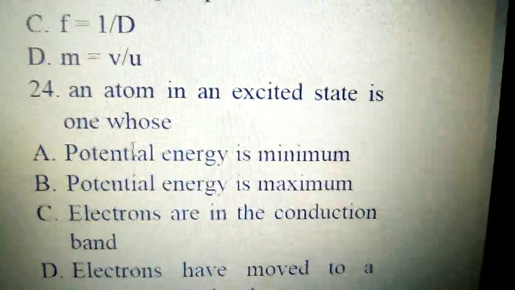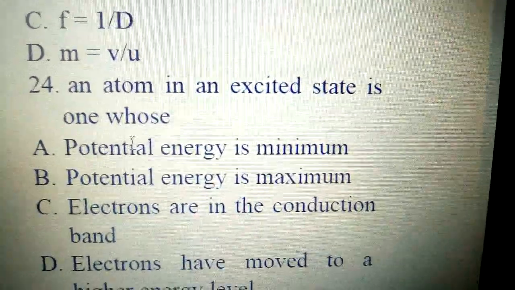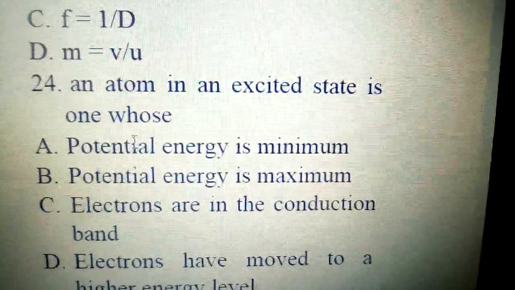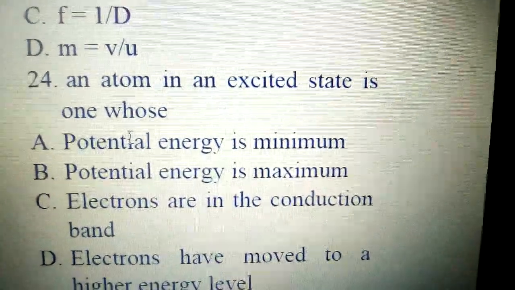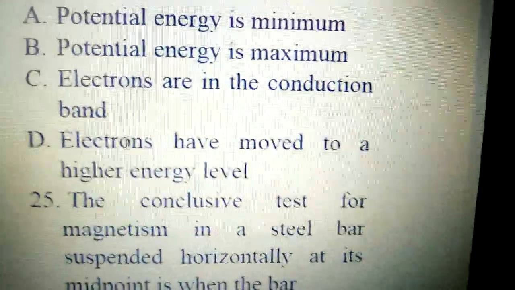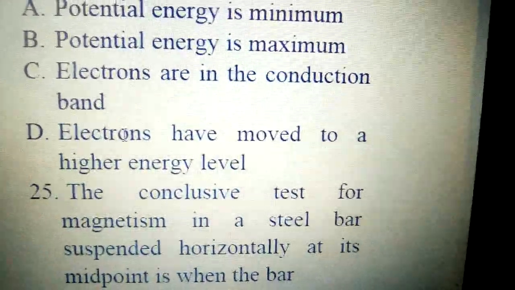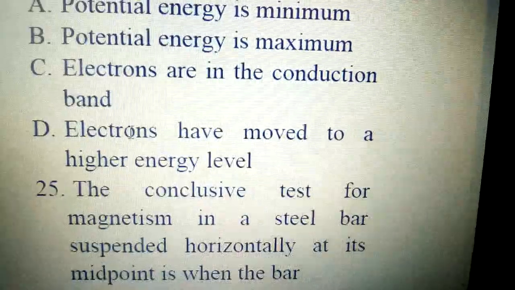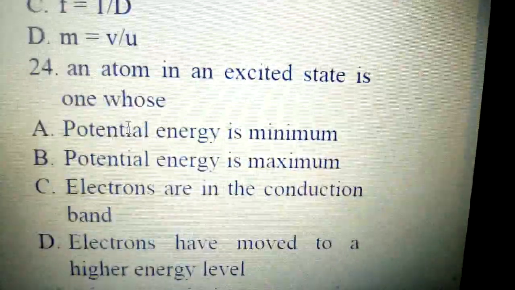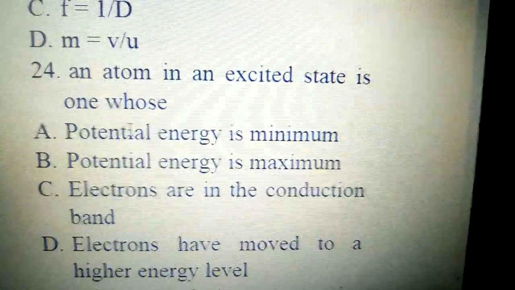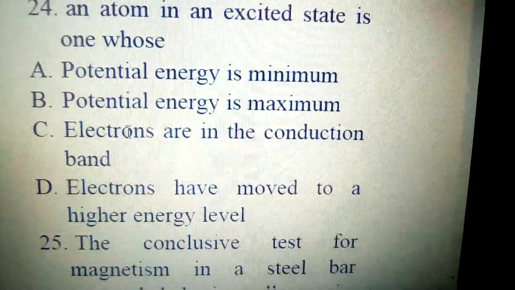Number 24. An atom in an excited state is one whose A, potential energy is minimum; B, potential energy is maximum; C, electrons are in the conduction band; and D, electrons have moved to a higher energy level. The answer is D, electrons have moved to a higher energy level, because during excitation, the atoms undergo a quantum jump from a lower to a higher energy level.